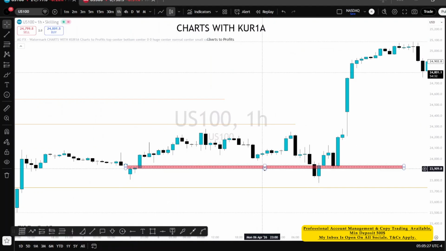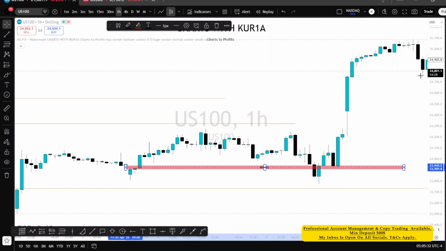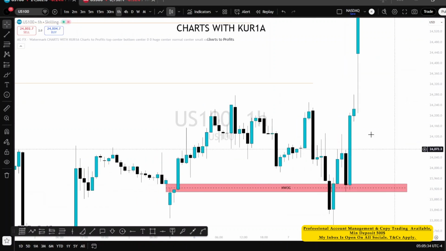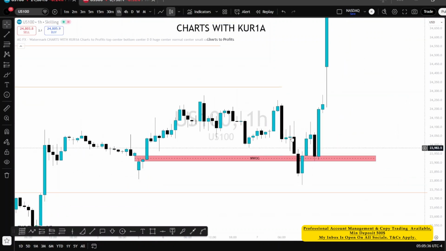Then we can get into that very beautiful price action that occurred in there. So let's go back to the 4 hour.